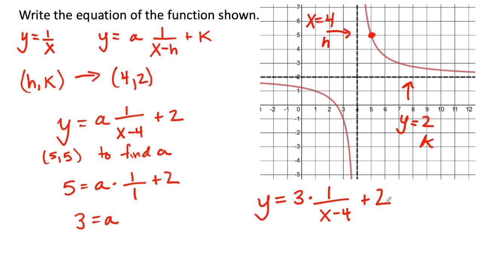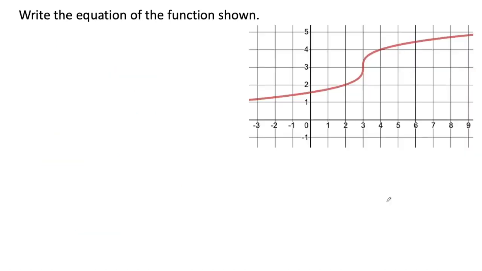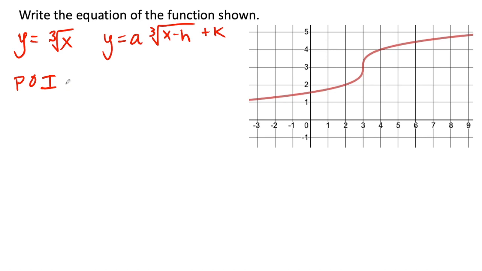So in this example, finding your h and your k come from the asymptotes. Here, we have an example of a cube root function. And so we're going to look for, so this is very similar to our cubic function. We're going to find the point of inflection, and that's where it changes concavity. And so here it occurs at 3, 3.